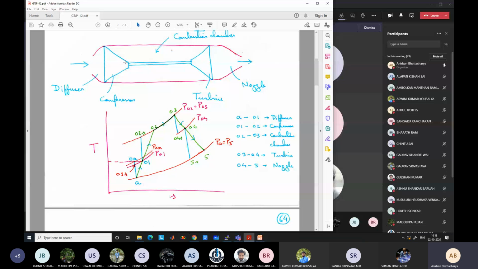What is the stagnation property here outside? What is the stagnation temperature? T0A, correct? Okay. So what happens in an ideal diffuser or an ideal nozzle to the stagnation temperature and stagnation enthalpy?